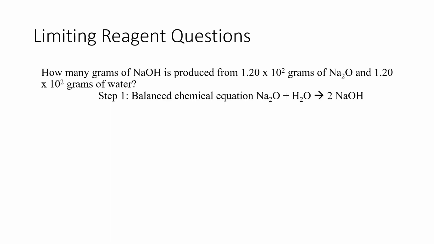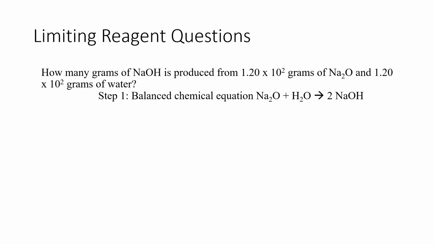So again, just like anything, if the balanced chemical equation is not given to you, you need to come up with the balanced chemical equation first as your step one. And then step two is to determine the limiting reagent. Now, a common mistake a lot of students make is that they will just directly compare 1.20 times 10 to the power 2 grams of sodium oxide to 1.20 times 10 to the power 2 grams of water.